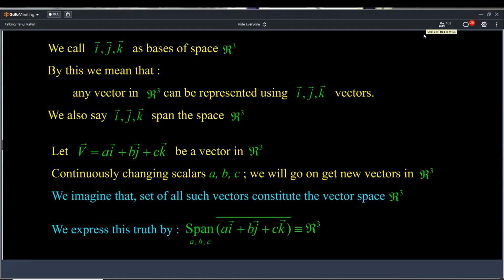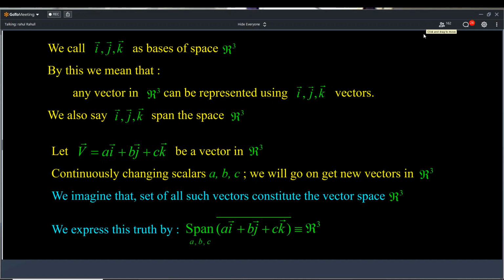So by this means we say that any vector in R3, that is three-dimensional vector space, can be represented by using the three orthogonal vectors i, j, k, that is the basis vectors. In other words, we can also say that i, j, and k span the three-dimensional vector space, which we are calling R3.